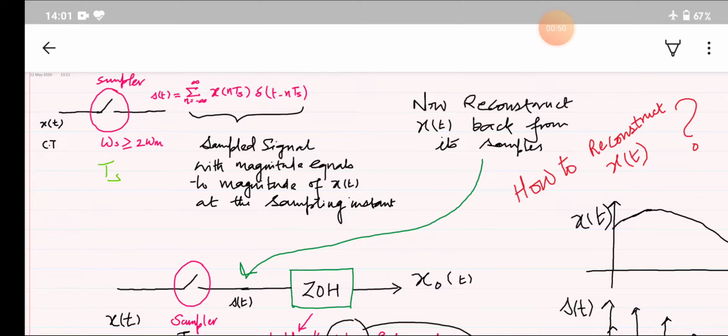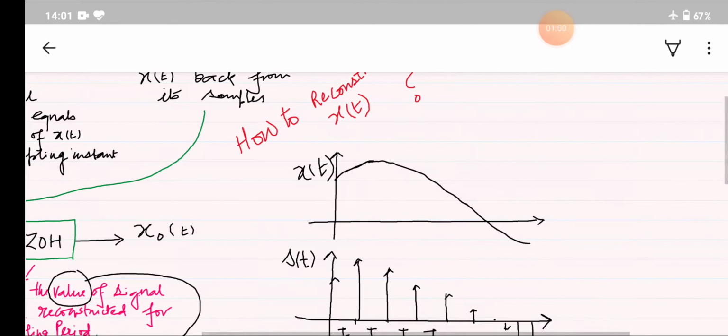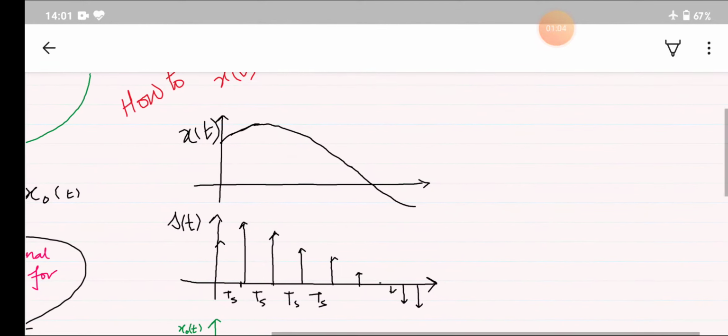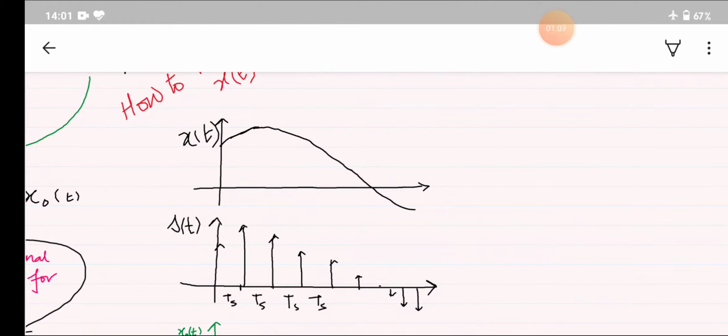Now the sampled signal has a magnitude which is equal to the magnitude of xt at the time of sampling instant. So if this is our signal xt, then the sampled signal will look like st, where the magnitude at each sampling instant will be equal to the magnitude of the signal xt. But this is a sampled signal, or these are the samples of xt equally spaced at ts time period.